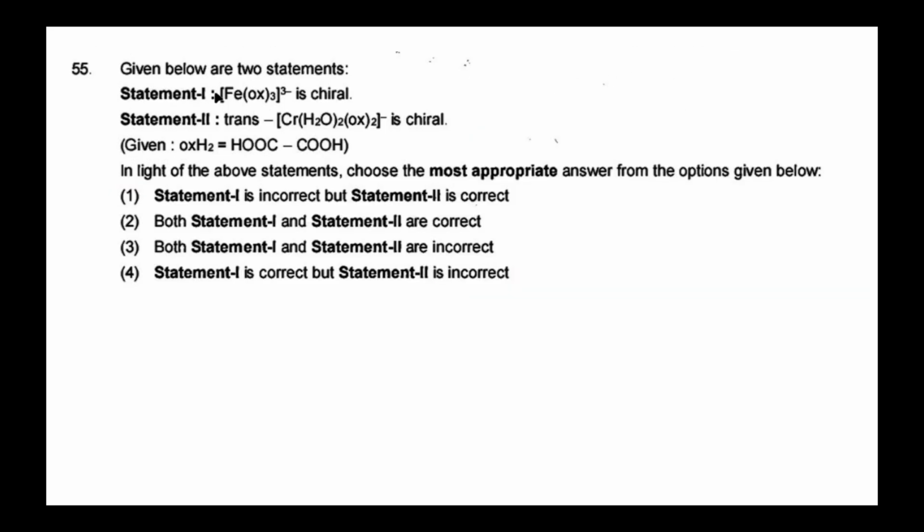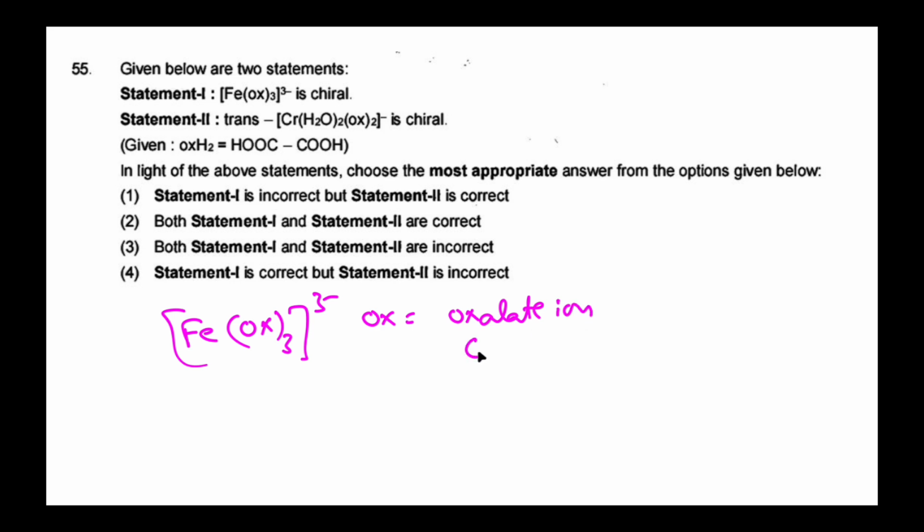The next question is: given below are two statements. Statement 1, [Fe(ox)3]3- is chiral, and statement 2, trans-[Cr(H2O)2(ox)2]- is chiral. So if you go through that, [Fe(ox)3]3-. So here ox is the oxalate ion, that is the C2O4 2- ion.